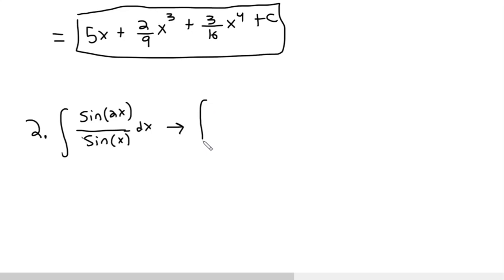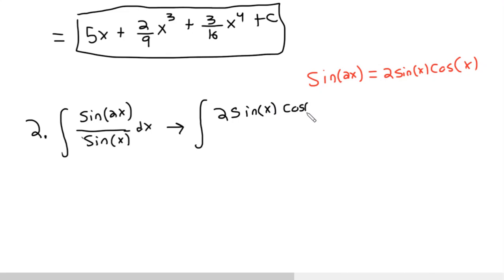So what we can do, though, is use some good old trig identities to basically bail us out of this one. So recall that sine 2x is the same thing as 2 sine x cosine x, or 2 cosine x sine x, doesn't matter. It's multiplication, so the order does not matter. So I'm going to use this property right here to help me get out of this integral. So 2 sine x cosine x all over sine x.